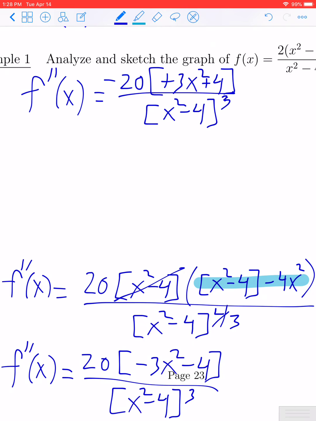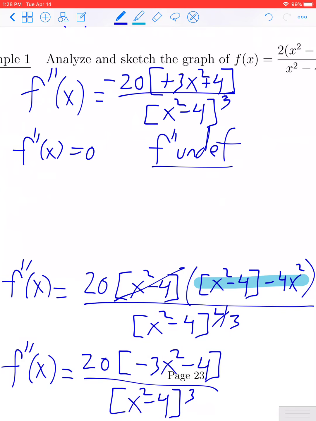Okay, so what do we want to do next? We want to see if we can find any places where the second derivative is undefined or equal to 0. Well, the solutions to where it's undefined are the same we've seen a bunch now. Set the denominator equal to 0. That will once again produce plus or minus 2.